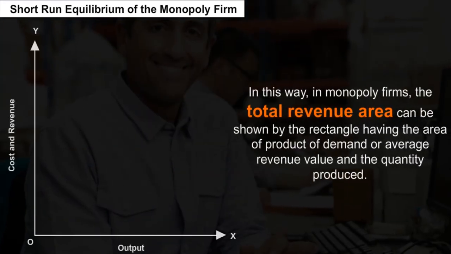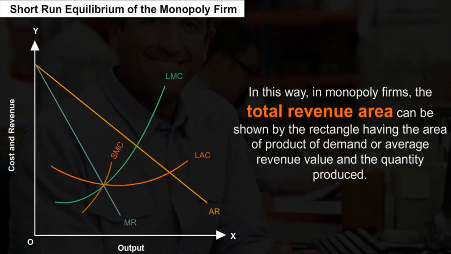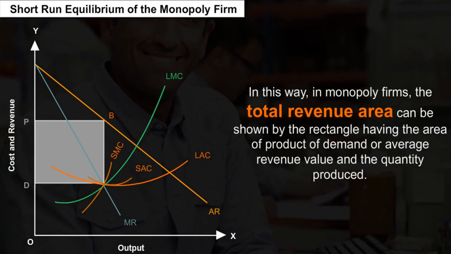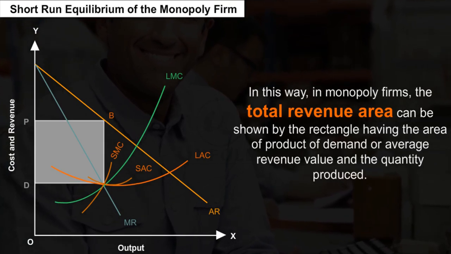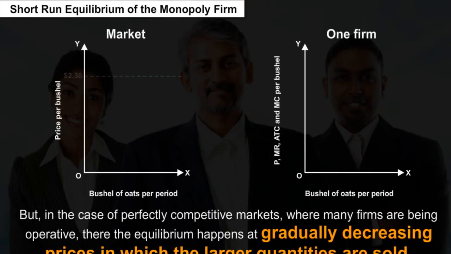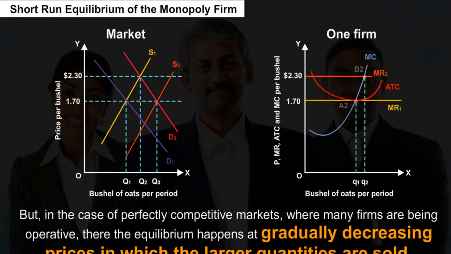In this way, in monopoly firms, the total revenue area can be shown by the rectangle having the area of the product of demand or average revenue value and the quantity produced. But in the case of perfectly competitive markets, where many firms are operative, the equilibrium happens at gradually decreasing prices.